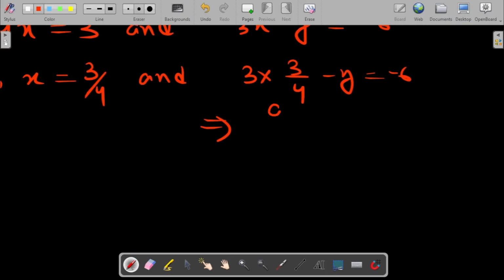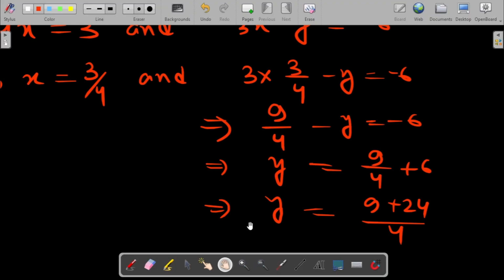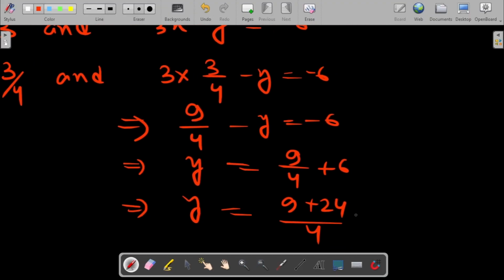So this is 9 by 4 minus y equal to minus 6. If I transpose 9 by 4 to the right-hand side, then we get y equal to 9 by 4 plus 6. So y equals 9 plus 24 divided by 4. So y equals 33 divided by 4.